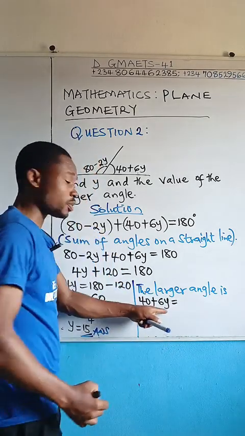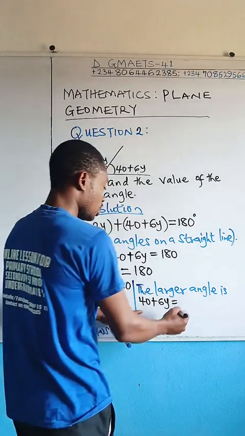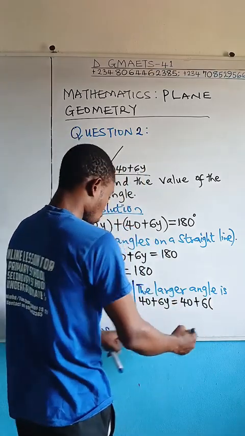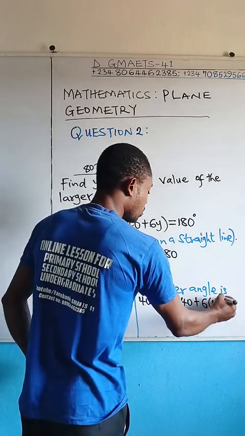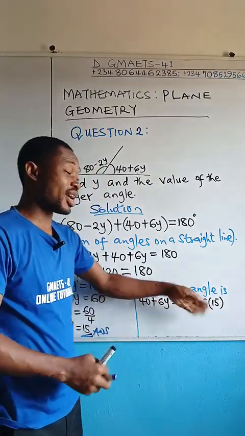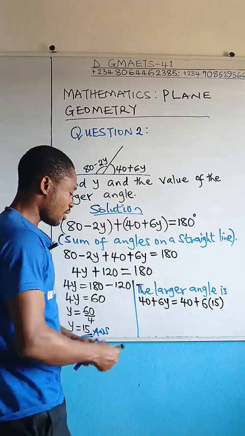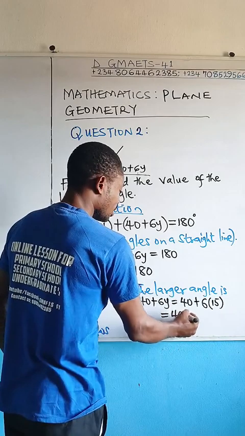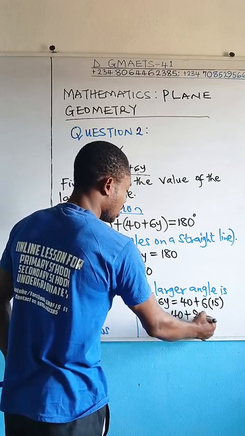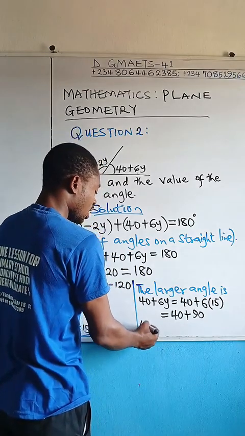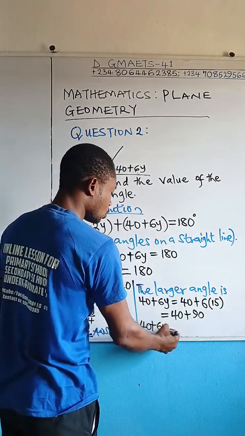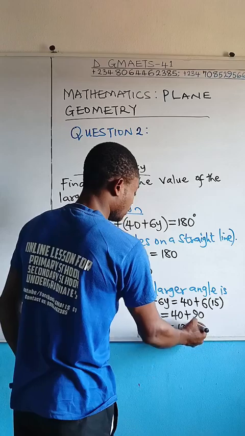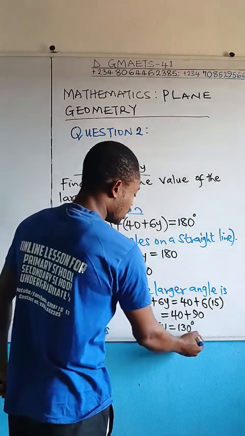So what we have to do is to substitute for y and then get the value of that angle. This will be 40 plus 6 bracket y. We obtain y to be 15. See, this bracket is the same as multiplying 6 times 15 directly. Are you getting? All right, doing this is going to give us 40, then plus 6 times 15 is 90. Therefore, the larger angle, 40 plus 6y, is equal to, if you add these two, 130 degrees. This is the larger angle.